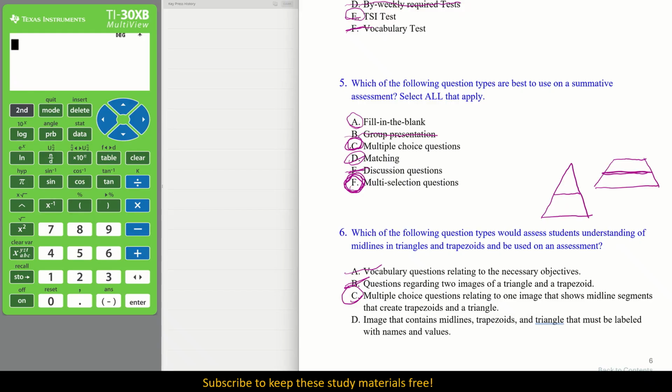I like that. But let's look at D. Image that contains midlines, trapezoids, and triangles that must be labeled with names and values. That's just a labeling exercise. That's not going to help you with their full understanding. I mean, that's not going to take it to that next rigor level. So D's not going to get you to that overall rigor to test the student fully on their information, their knowledge. Okay. All right. This is the last question in this video.